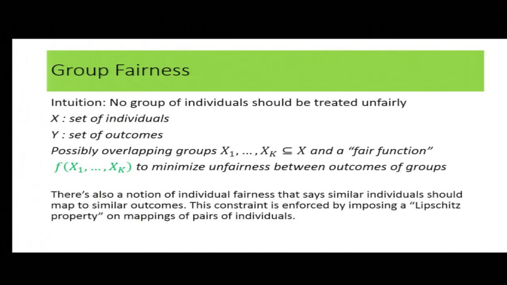All right, so formally, if we have possibly overlapping groups, x1 all the way to xk, we define a fair function, and we're trying to minimize the unfairness between outcomes of groups. And there's also a notion of individual fairness, which I'm not going to talk about here, but it pretty much says that similar individuals should be treated similarly according to some metric. There's a similarity metric people define for that.